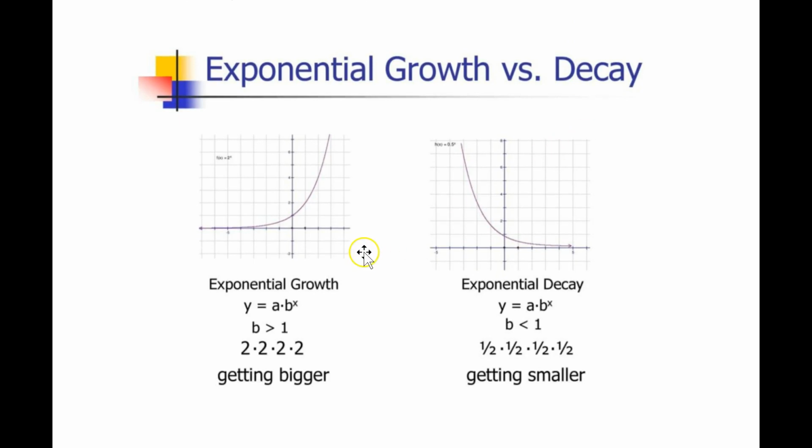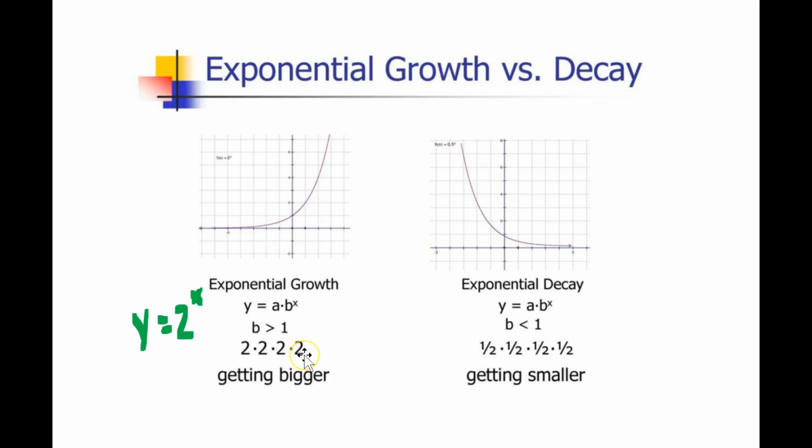So why is this happening? Exponential growth is y is equal to a times b to the x. When b is greater than 1, you get a bigger number. So for instance, we just saw that the growth factor was 2. This was our parent function when we had y is equal to 2 to the x. You don't have to write this down. When we had y is equal to 2 to the x, we saw that you're going to have 2 to the first power, 2 to the second power, 2 to the third power, 2 to the fourth power.